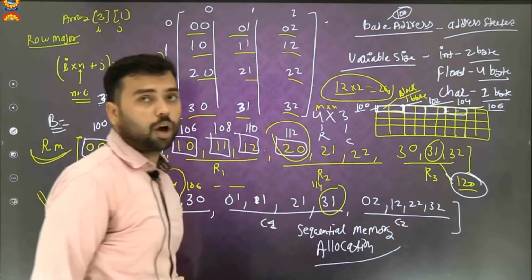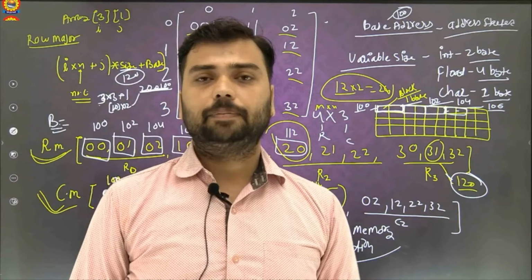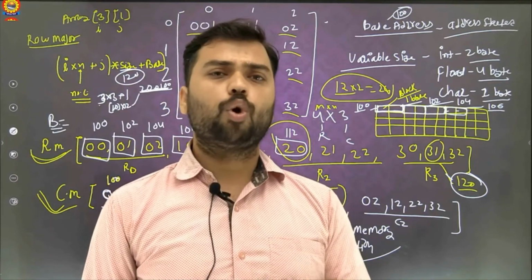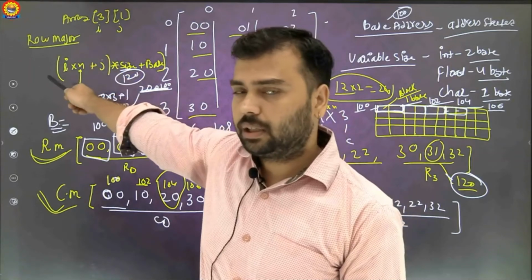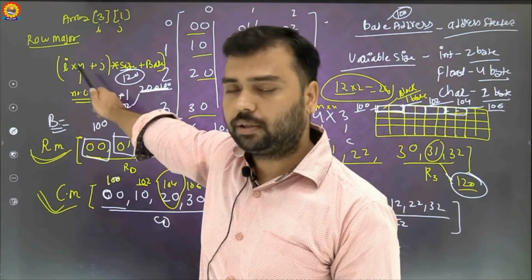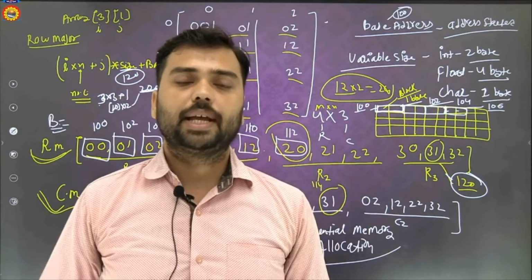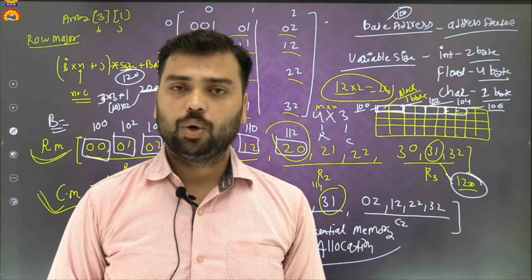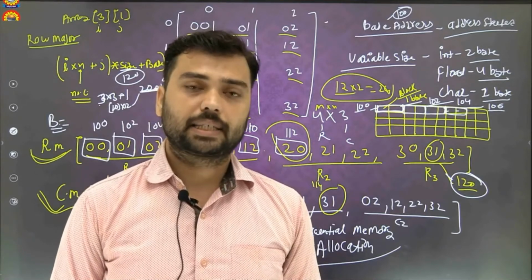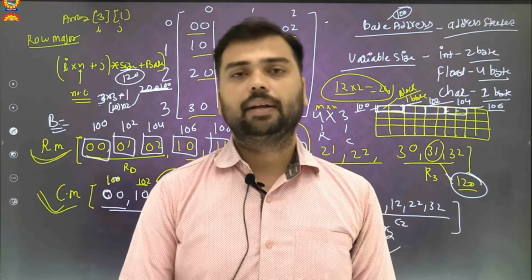So what is the formula? It is a simple formula. We simply multiply the row value with the total number of columns. So we multiply i with n, where n is the number of columns, plus j, the column. Then we multiply this whole value with the size of the variable, and then we add the base address.